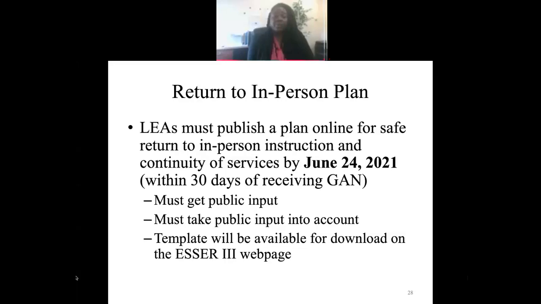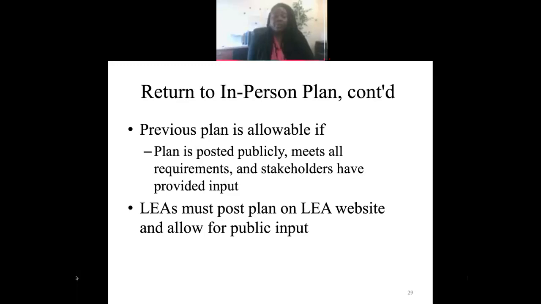And we will have as well a template. We have just finalized the template for the return to in-person plan that we'll be sharing with school districts very soon, along with some instructions on how to complete it. If you've already done a plan, that can be allowable if you have publicly posted the plan, if the plan meets all of the requirements and stakeholders have provided input. And again, LEAs must post this plan on their website and allow for public input, whether or not they've done it already or whether you still need to do it.